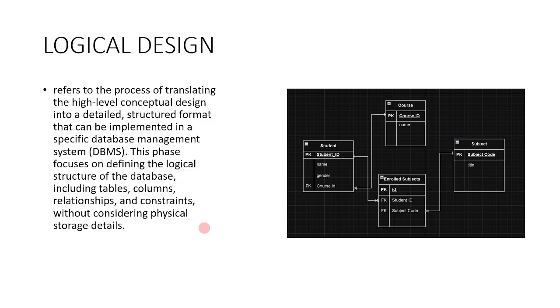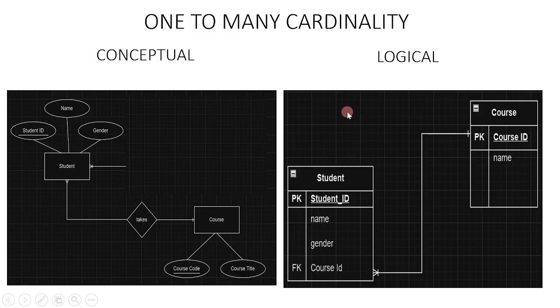So how are we going to translate? That's the purpose of this video, only from conceptual into logical design. First, we are going to divide our conceptual design into our student and course, because first we have our one-to-many cardinality. Going back, one course could be taken by many students, and that's why we have a one-to-many cardinality.